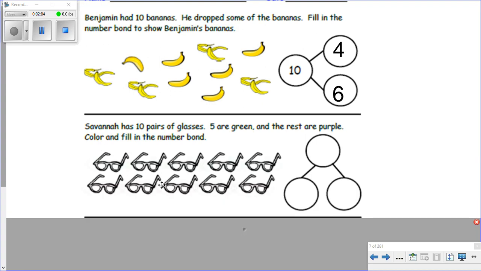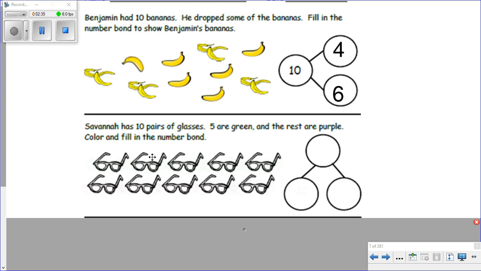Ooh, check it out. Glasses. Savannah has 10 pairs of glasses. 5 are green and the rest are purple. Color and fill in the number bond. Now, I'm not going to be able to color in the glasses, but I will be able to have the colors that we need. Let's first count them all before we do our coloring.